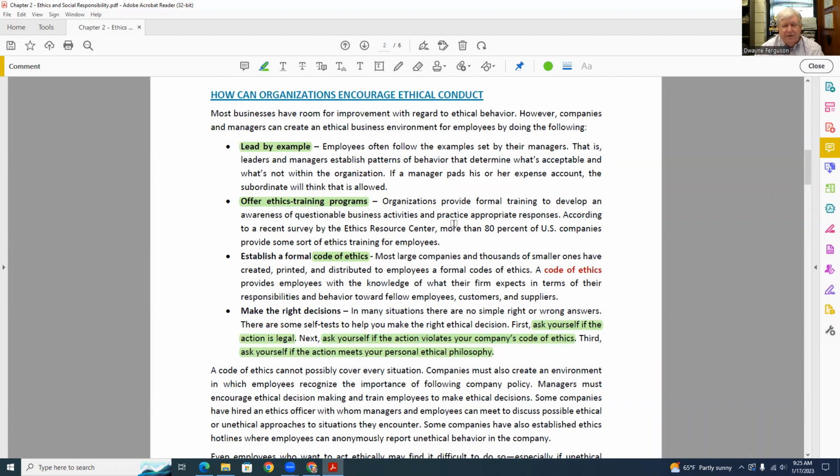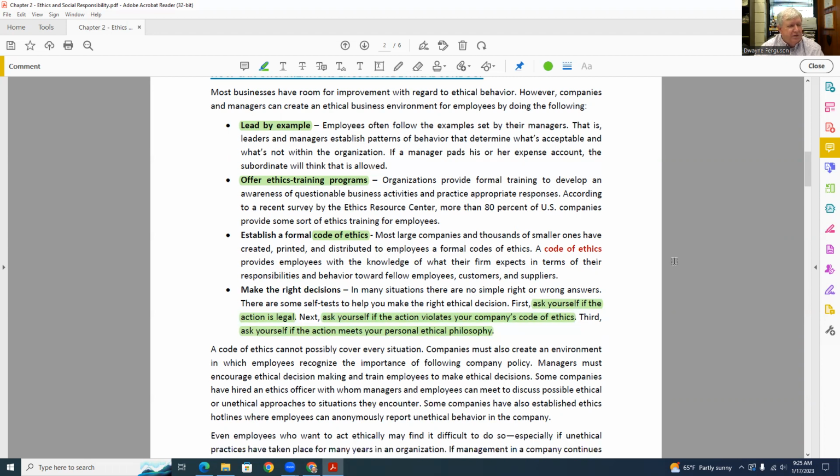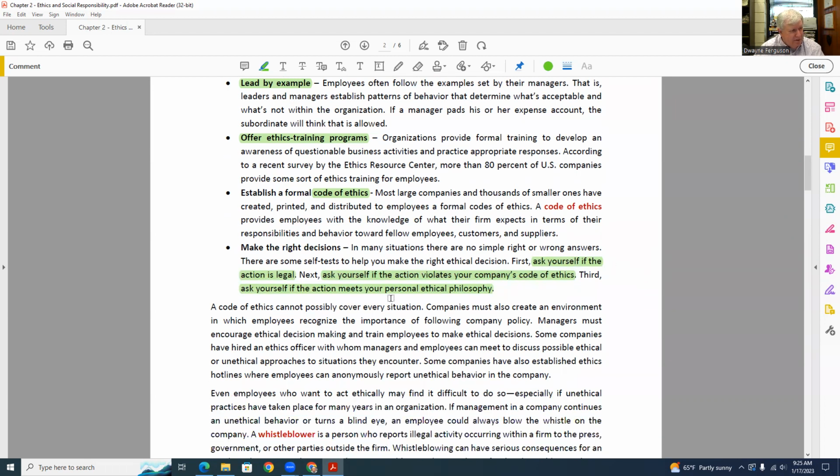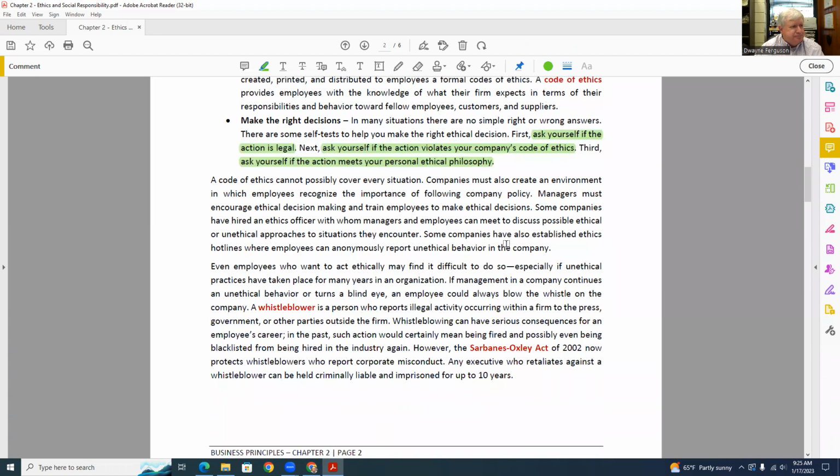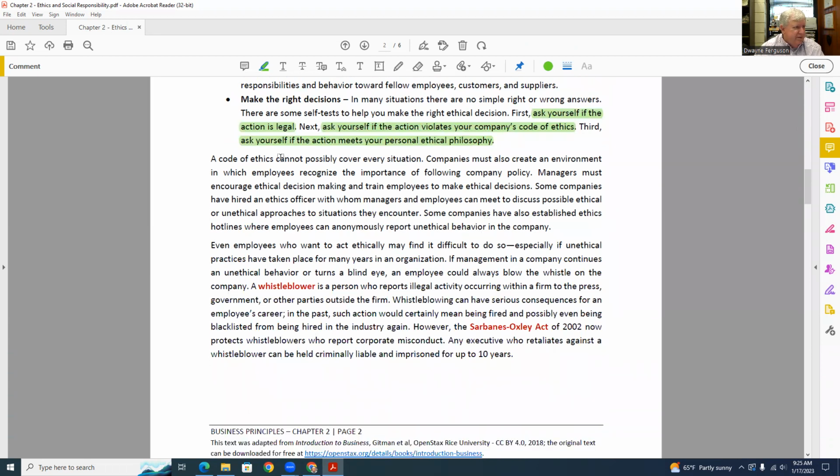You do all that, and then there's still going to be an ethical dilemma that one of the employees gets into, and they're going to have to come back down to probably their ethical values, their moral code of conduct. So anyway, these are good to know for the quiz and for the test. You can't cover every situation with a code of ethics.